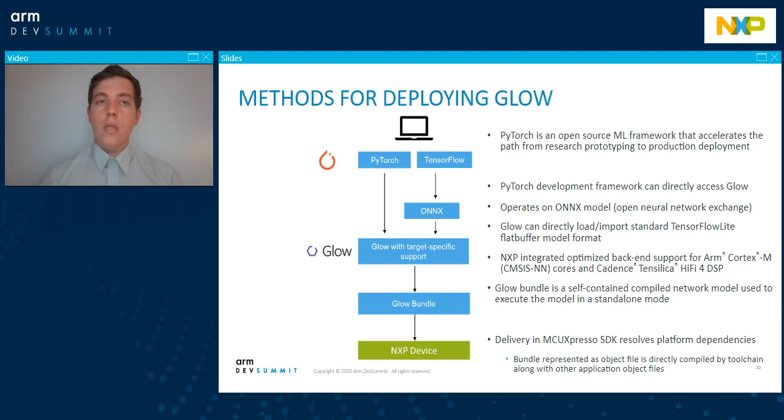By using any of these methods, the model is then passed on to the GLOW backend, which performs target-specific optimizations for NXP devices. For targets using Arm Cortex-M devices, the GLOW backend provides integration with the Arm CMSIS-NN library. For targets using the Cadence Tensilica Hi-Fi 4 DSP devices, the GLOW backend provides integration with the Hi-Fi NN library. The final product of the compilation chain is the so-called bundle, which is a self-contained library, which can be directly compiled by the toolchain, along with other application object files.